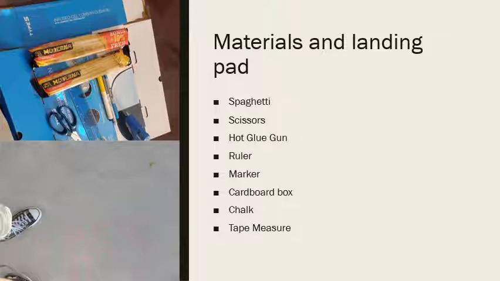The materials were as follows: spaghetti, scissors, a hot glue gun, a ruler, a marker to mark the length of the spaghetti where I needed to cut, a cardboard box where I can hot glue my spaghetti joints together, chalk to measure out the square, and a tape measure so that way I can find where the meter was. I do apologize for this landing pad here. It is a little hard to see. It was kind of dark out when I started to take this picture, and the color did not help out at all.